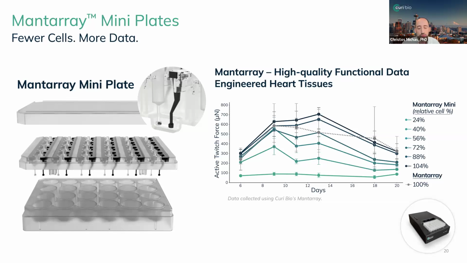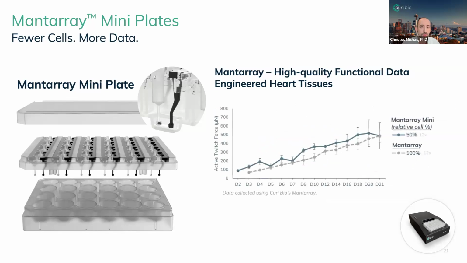These specific numbers will vary depending on the different cell lines you use, perhaps the media, the cell ratios, etc. But Curi Bio has identified that 56% is a good reduction. So you have sufficient savings, but also high quality data for all the different types of tissues you might make. When it comes to cardiac tissue, we've noticed again that 50% or sometimes 70% is sufficient to match the quality of the data of the Mantarray plate.